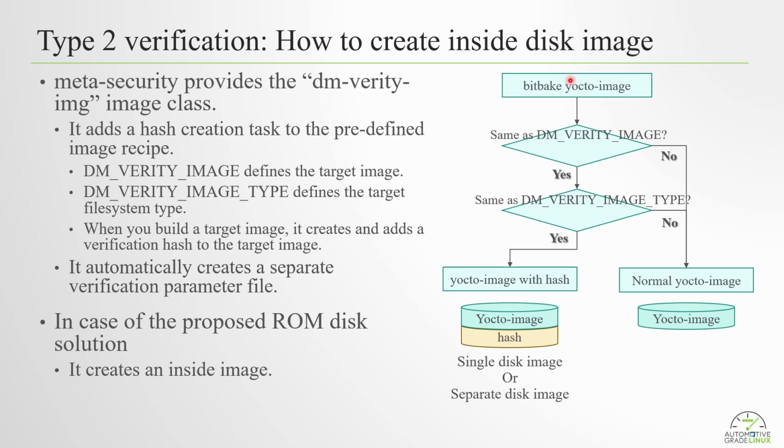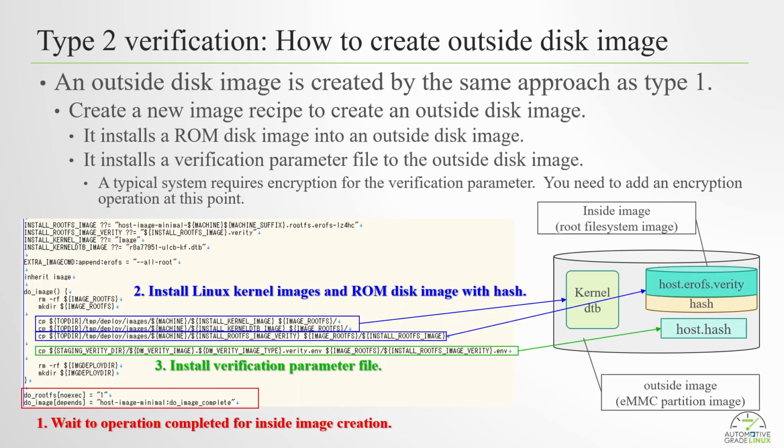When you build a target image, it creates and adds a verification hash to the target images at this path. It automatically creates a separate verification parameter file. In the case of the proposed ROM disk solution, it creates an inside disk image. An outside disk image is created by the same approach as type 1. Create a new image recipe to create an outside disk image.